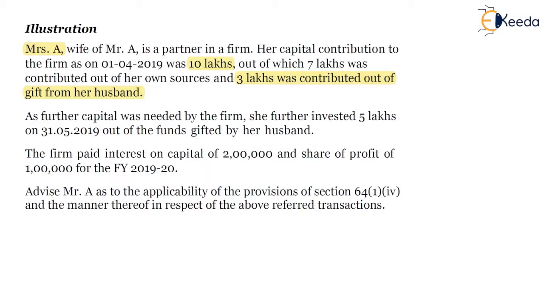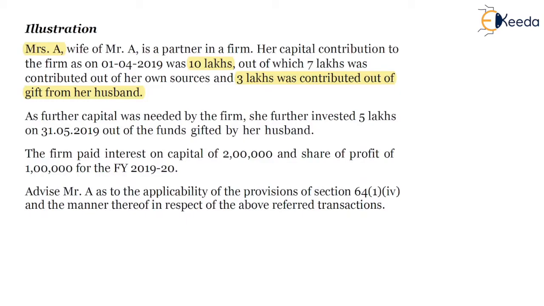And this ratio is to be seen as on 1st of April of the relevant previous year, not in the year in which amount is contributed, but as on 1st of April, you can say closing balance of the preceding previous year is to be seen. For example, if the amount has been contributed on 1st of April 2019, then that amount will be considered. However, if the amount has been contributed on 1st of May 2019, then that contribution won't be counted. Correct?